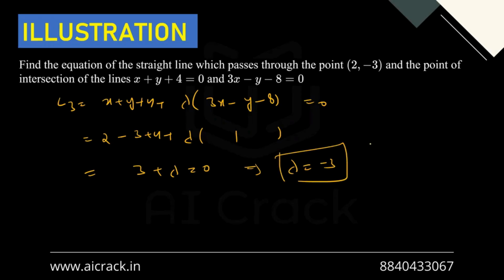Now you have to just plug this value over here to find out the equation of L3, and that is how we have to use family of lines to solve this question. Earlier we used to solve these two equations, find out the point, and then use two points to find out the equation of the line, but over here we can do this in a simpler manner.